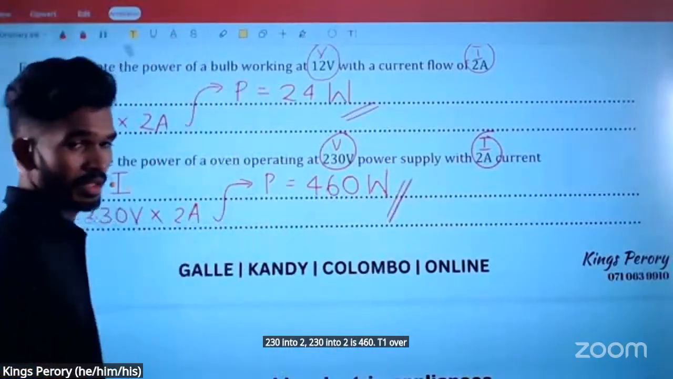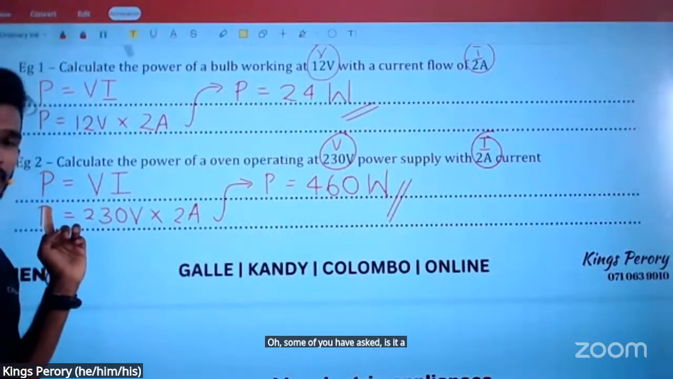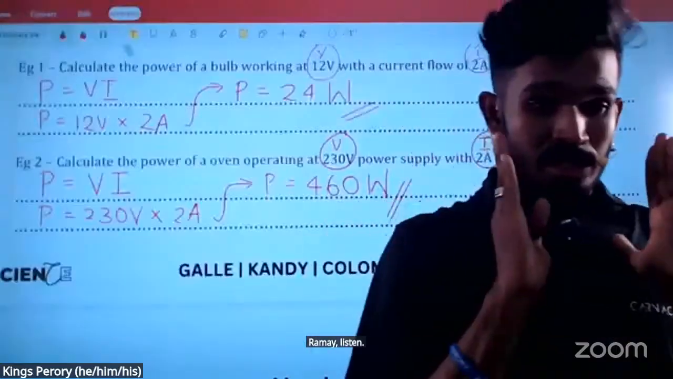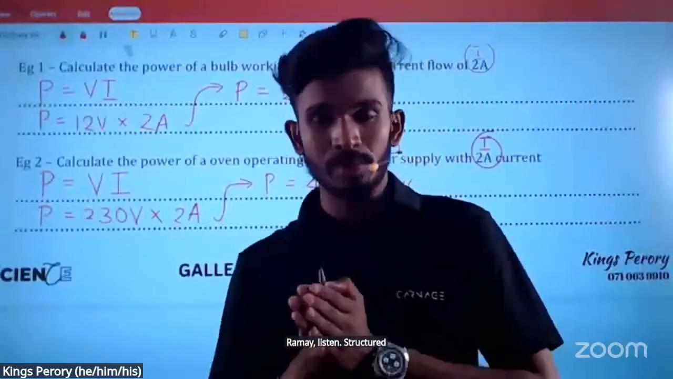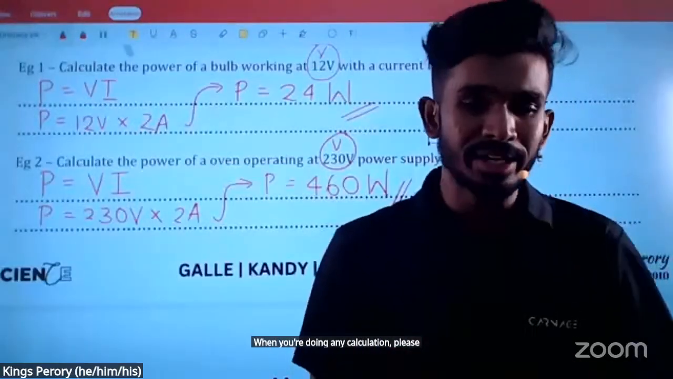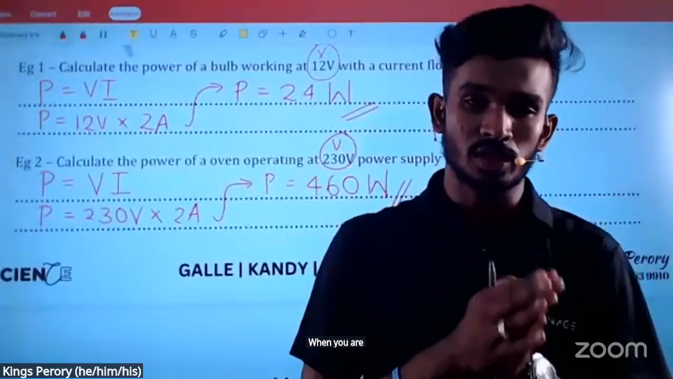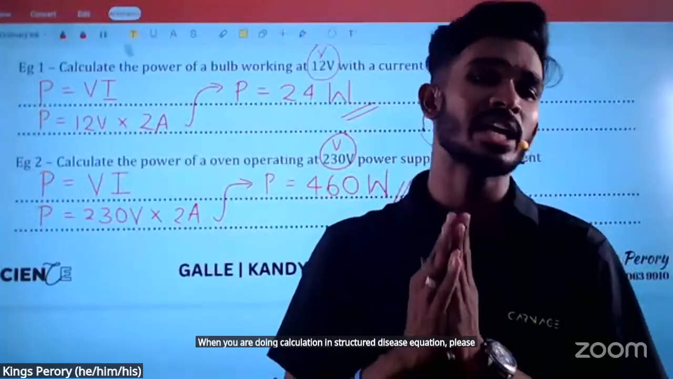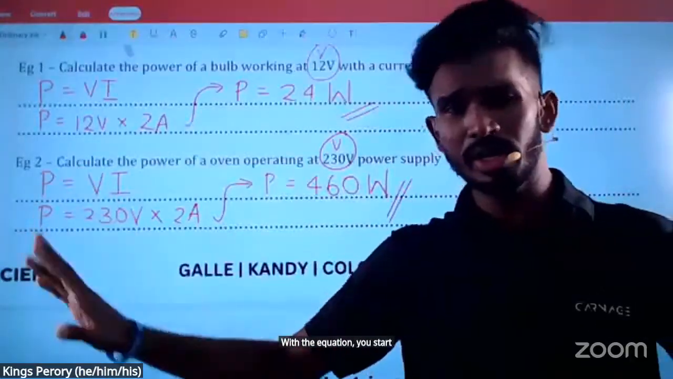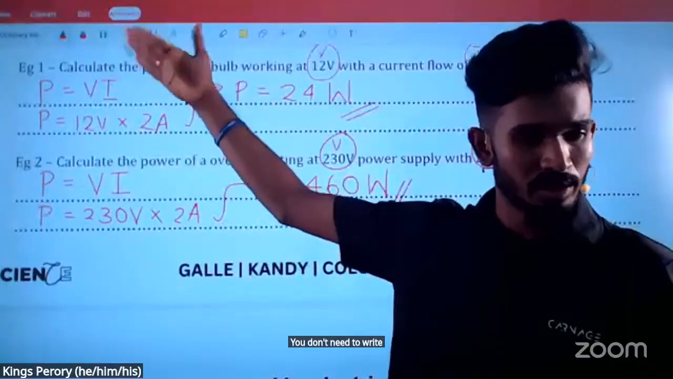460 watt. Now, some of you have asked, is it a must to write the equation? Listen. When you are doing any calculation in a structured question, please write the equation and work. You start with the equation. In an MCQ, no need. In an MCQ, it's your method. You don't need to write the equation. If you want, you can write the equation and work.